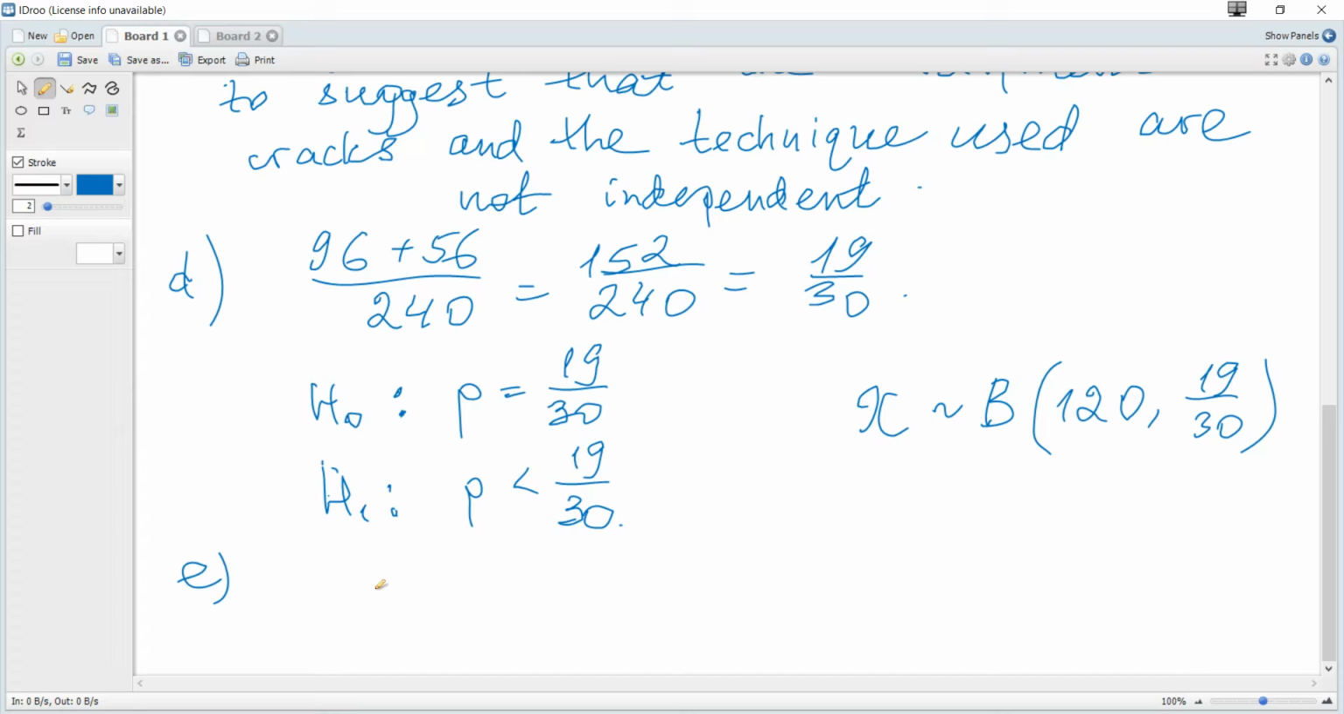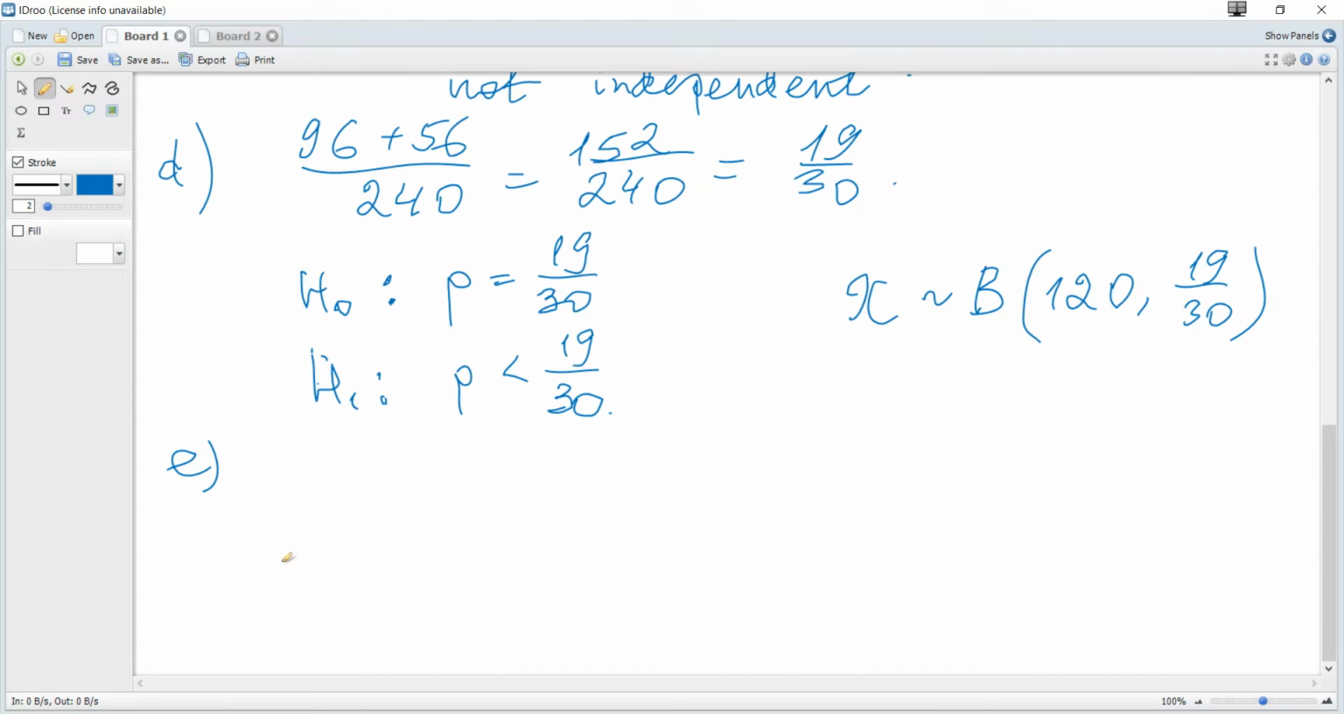You remember that for binomial, we need constant probability, a fixed number of trials, and independent events. I would answer, for example, that the probability that a component has a crack is constant. But I'll write what is given in the mark scheme. It's actually the same. It's about independence.